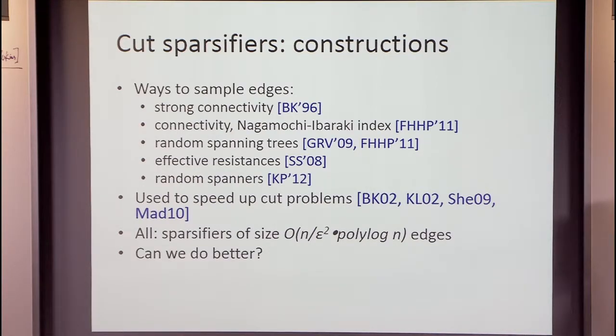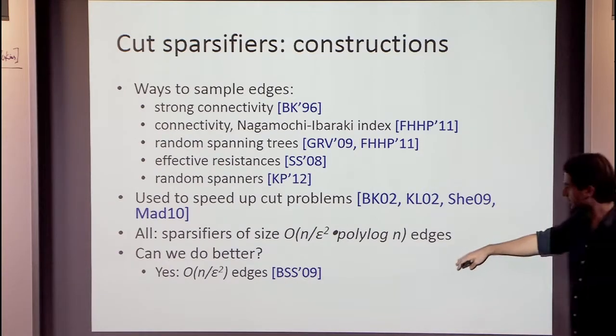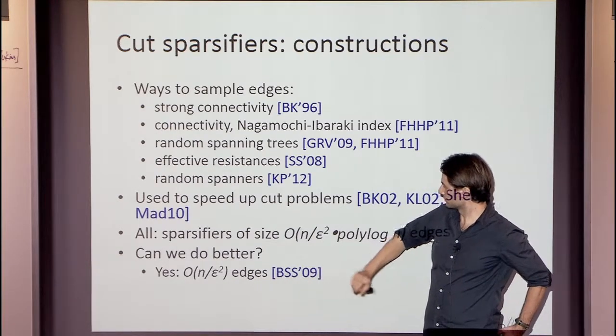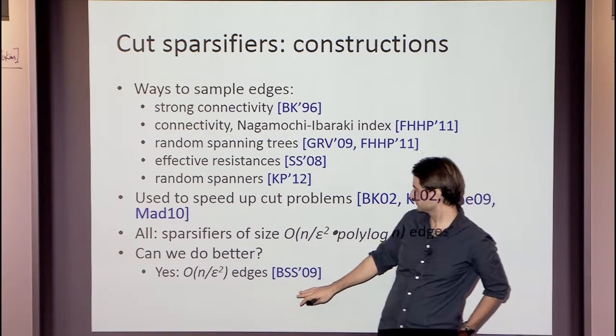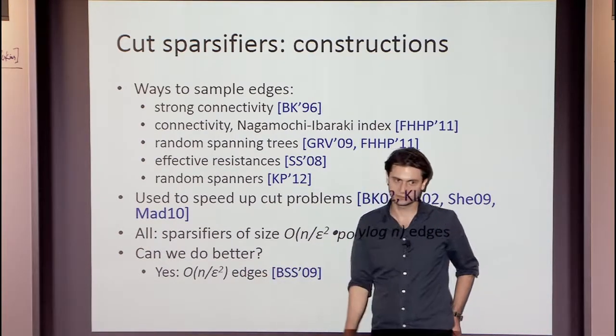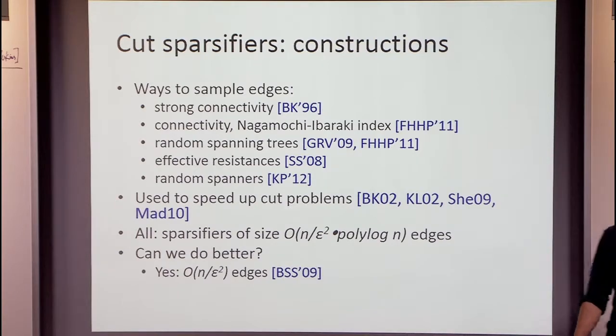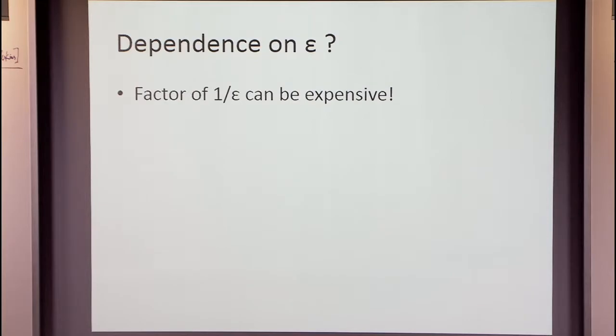Of course, there is the question of can we do better? And the answer is yes. There's a beautiful paper, Batson, Spielman, Srivastava, who proved that you can get rid of the polylog factors. So you can obtain a number of edges of only n divided by epsilon squared. And it is actually a deterministic algorithm. Okay, so what's next? There is a dependence on epsilon.